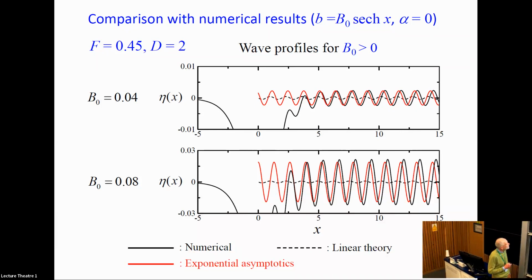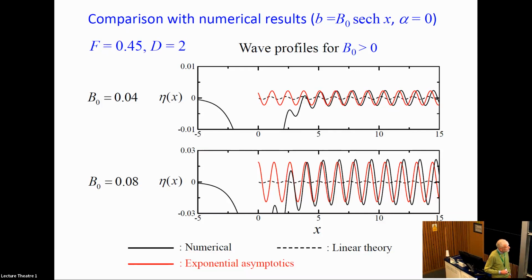The Froude number, notice, is only 0.45. This is a theory which is valid nominally, strictly speaking, for very small Froude number, but that's 0.45, and the depth parameter is 2. Okay, so this is for this amplitude of the forcing 0.04 and this 0.08, and I'm showing the numerical results, the exact solution numerically obtained from the water wave problem.